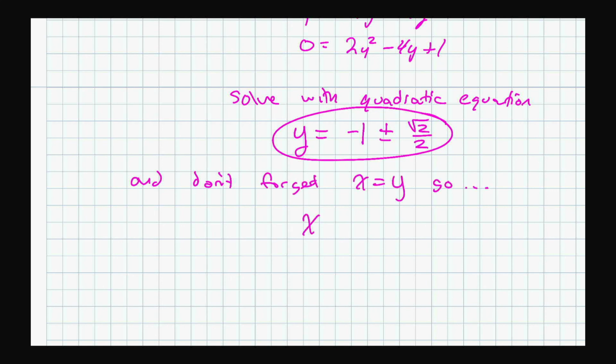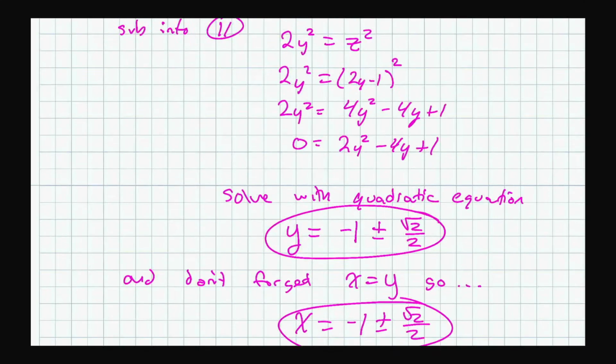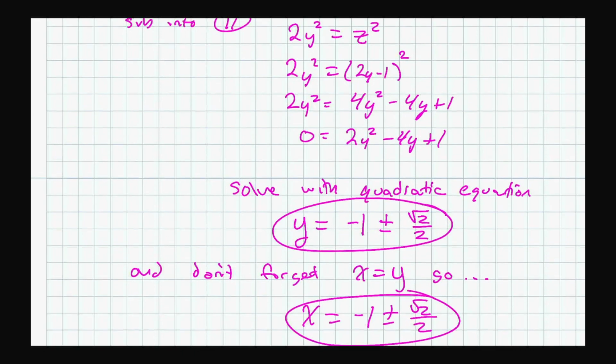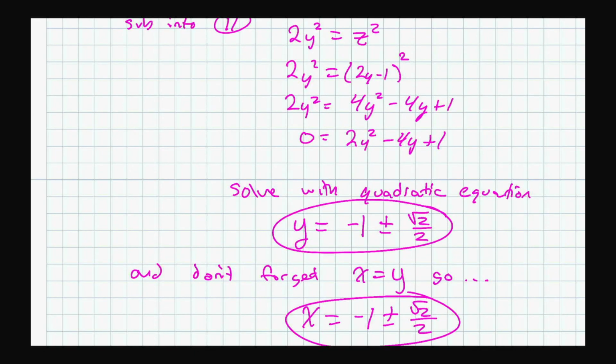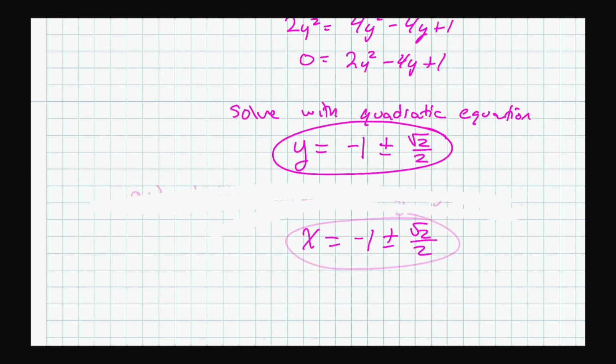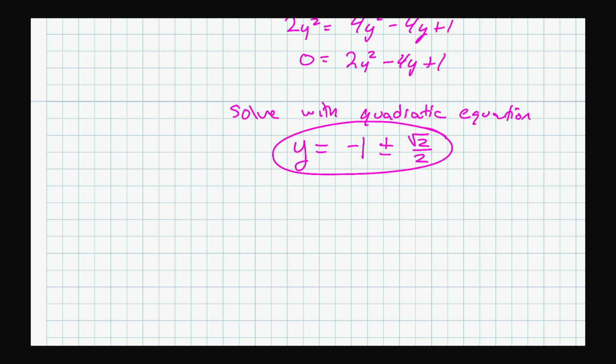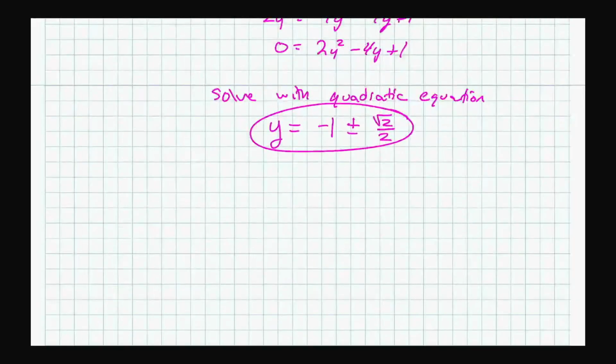So you also have x equals -1 plus or minus square root 2, the same one as y, whatever y equals. Okay. And then also you need the z. What was z? Actually, let me erase what we just did. All right, so we got our solutions.